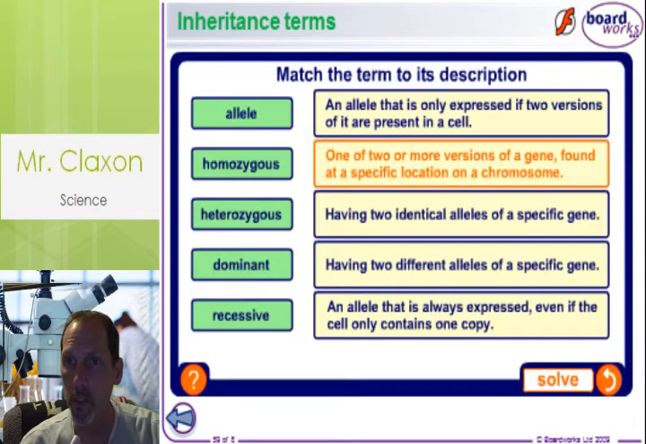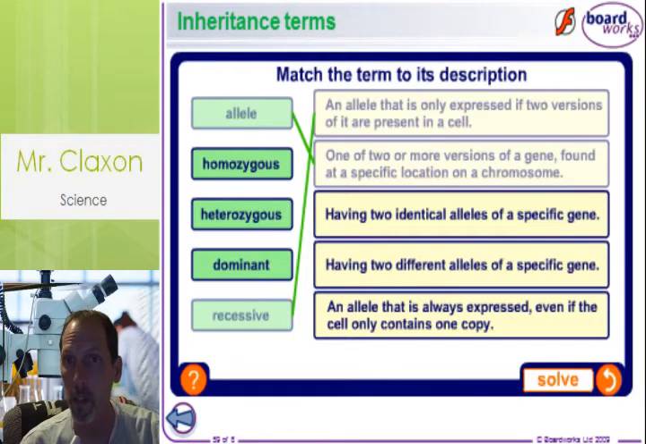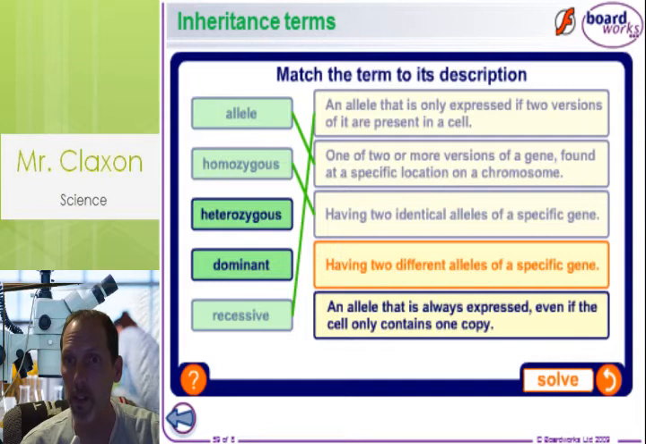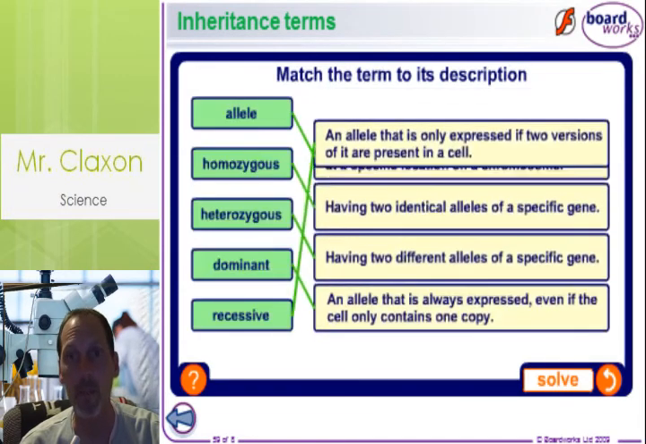Okay, these different versions that are found on a location, well, that would be an allele. A recessive allele is one that is expressed only if two versions of it are present in a cell. That means there has to be two of them. Homozygous, having two identical alleles. Okay, homozygous, same. Heterozygous, having two different alleles. And dominant would be an allele that's always expressed because it's more powerful, it's dominant.